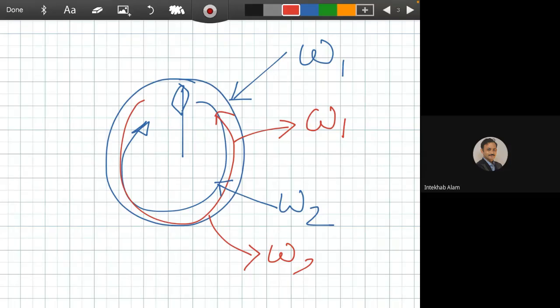So if we insert or inject omega 1, then the rotating magnetic flux will be with omega 1. If we insert omega 2, then it is omega 2. But if we insert omega 1 and omega 2 both, what will happen? Do you have any idea?